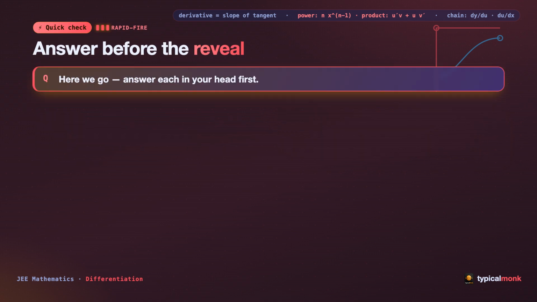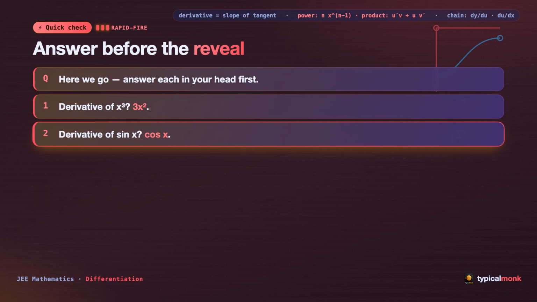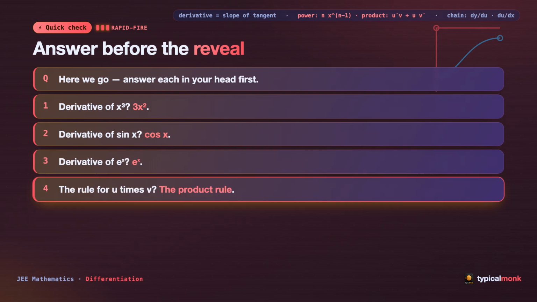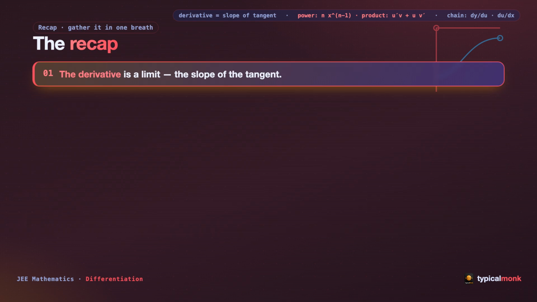Now test yourself. Answer in your head before the reveal. That is how speed is built. Here we go. Question 1: the derivative of x cubed. 3x squared. Question 2: the derivative of sine x. Cosine x. Question 3: the derivative of e to the x. E to the x. Question 4: the rule for u times v. The product rule. And question 5: the derivative is the slope of what? The tangent.